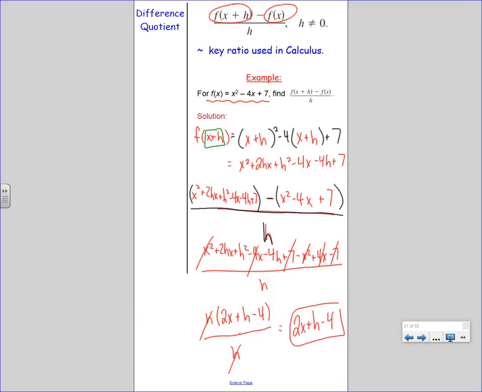Difference quotients can show up in different ways, but every time it's a formula. Identify your pieces, plug in, simplify.